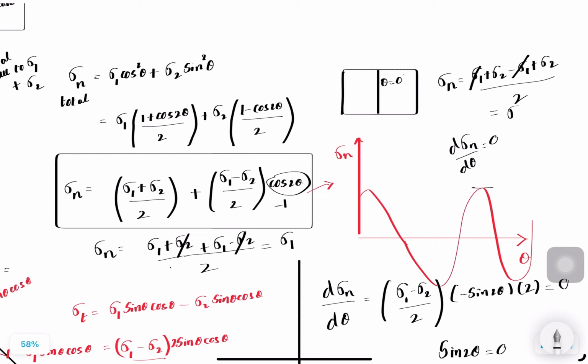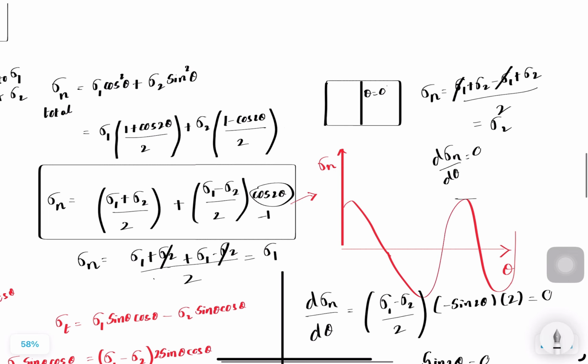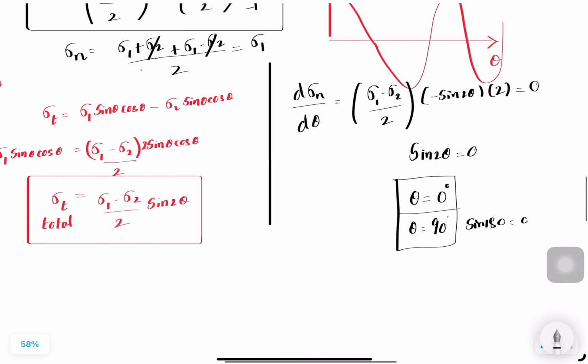So you get sigma 2. And theta becomes 90 degree, right? 90 degree. This is 0 degree. And it becomes 90 degree when the plane is rotated like this. Okay? So this is theta equal to 90 degree. I'm talking about this particular plane. So at these two planes, the value of the normal stress becomes maximum, and the values are sigma 1 and sigma 2. Okay. And what about the shear stress?